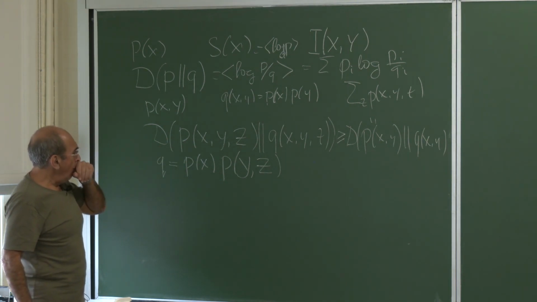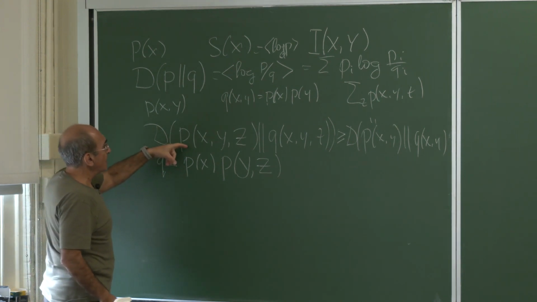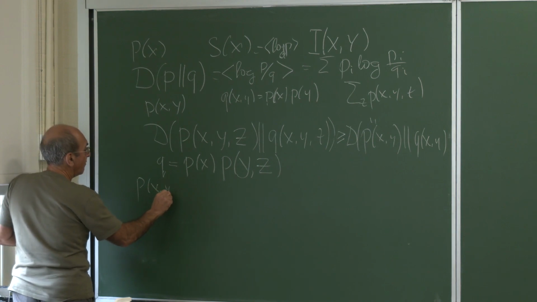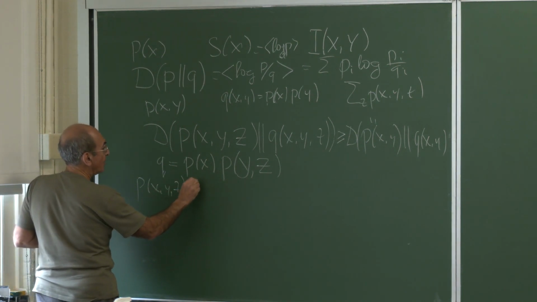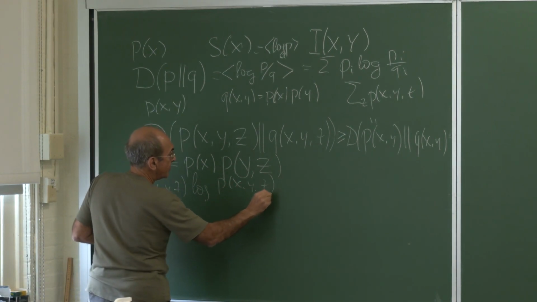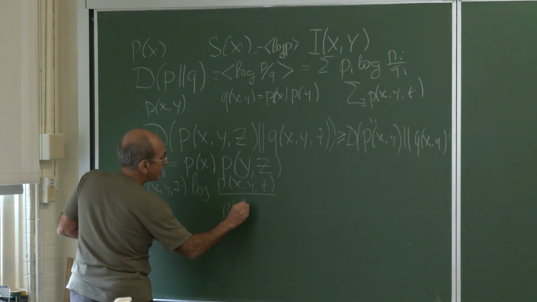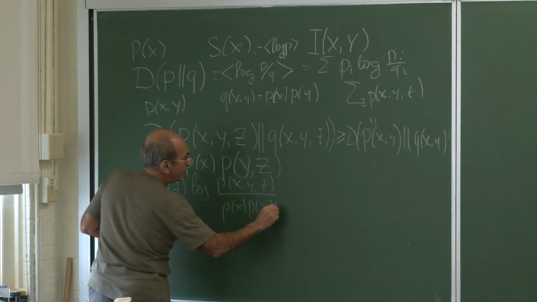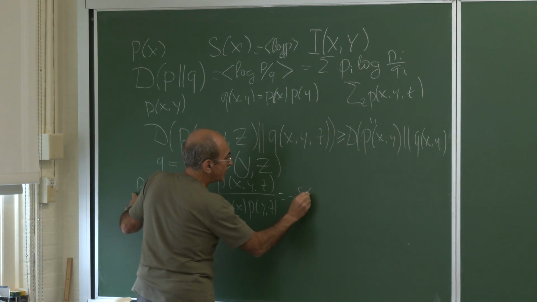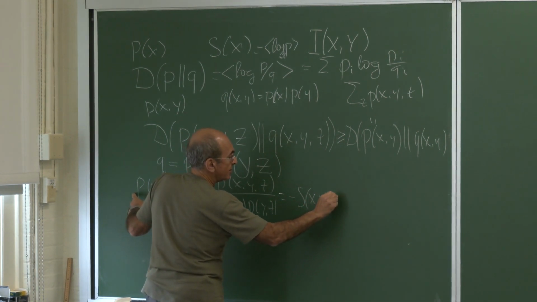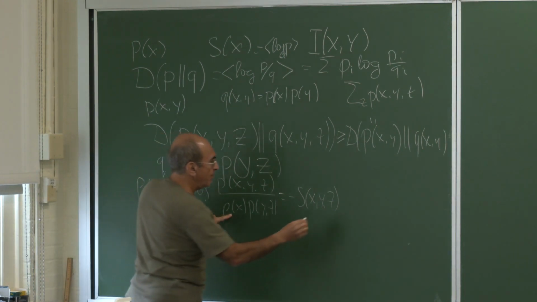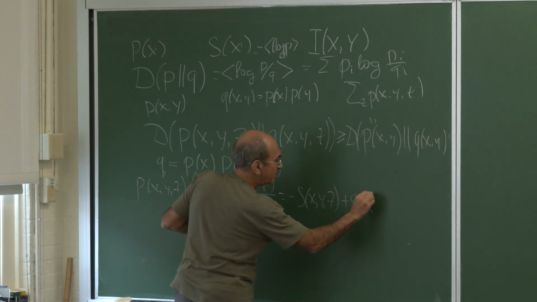Now if I just plug it here, what is it? It's P of X, Y, Z times logarithm of P of X, Y, Z over P of X P of Y, Z. So when I do this, it will give me minus S of X, Y, Z of the whole distribution. And when I do this, it will give me plus S of X.